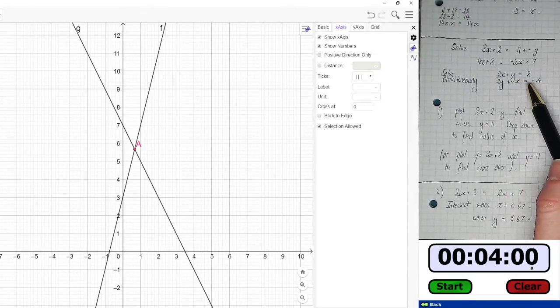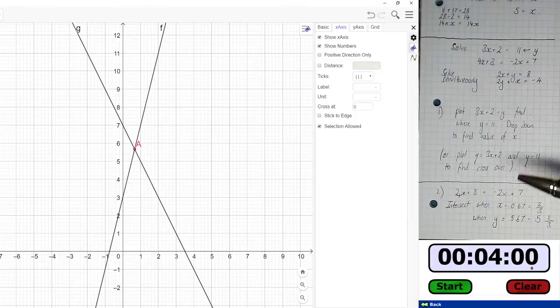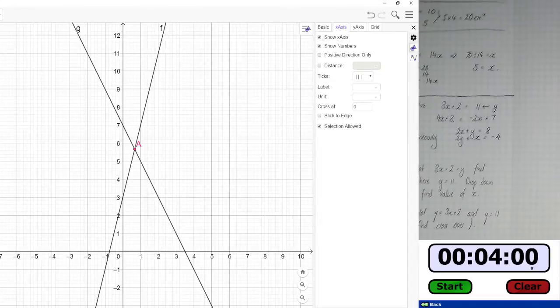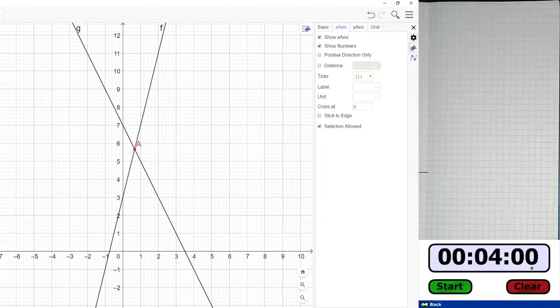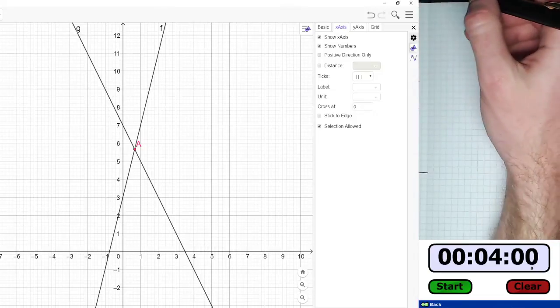Well, there's only one thing that we can do, really, and that's to graph them. And if you're wanting to graph things, it's a good idea to make sure that you have everything in the right format. And the format that we look to use is the format where the graphs are written as y equals mx plus c. So let's see one of those in action.